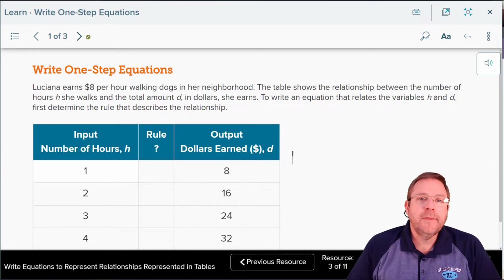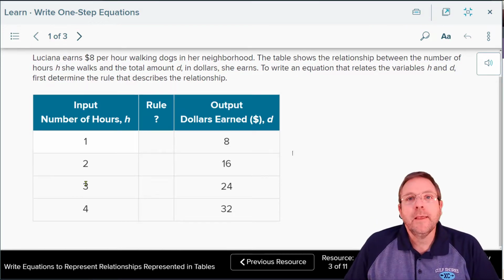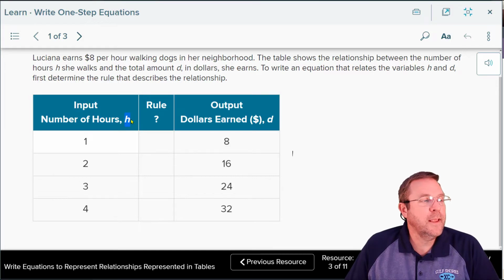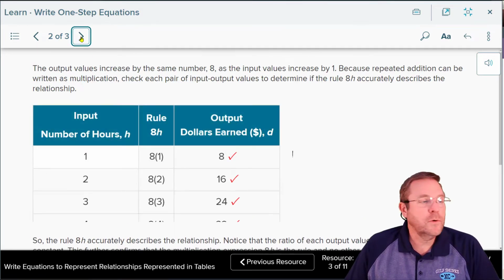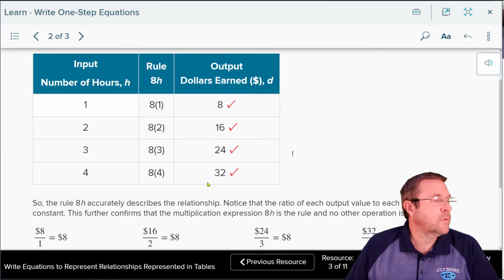Well, your input is going to be the number of hours that she walks a dog, and you can see that listed in the left-hand column. The output is the number of dollars she makes walking the dogs. And then the rule is going to be 1 times something, or 2 times something, or 3 times something. In other words, it's going to be the H right there times something is going to equal the D for dollars. What is it going to be multiplying all those numbers by? It's going to be multiplying them by 8, because 1 times 8 is 8, 2 times 8 is 16, 3 times 8 is 24, 4 times 8 is going to be 32.